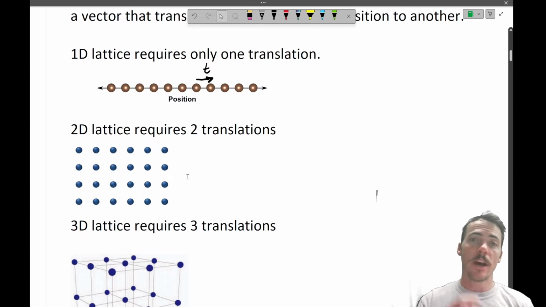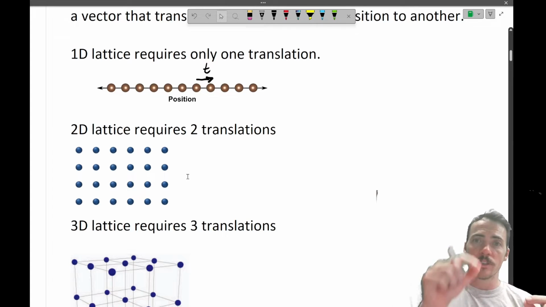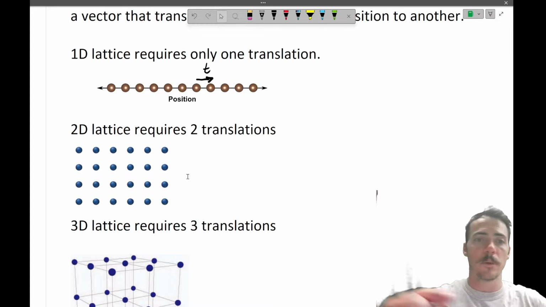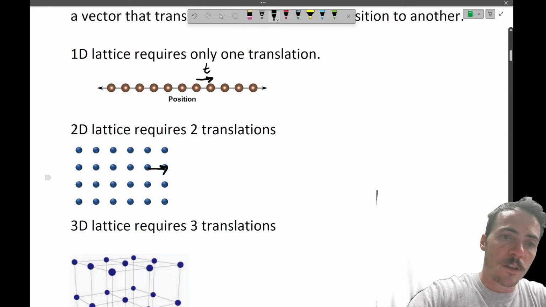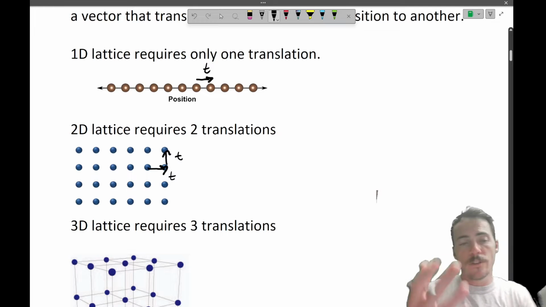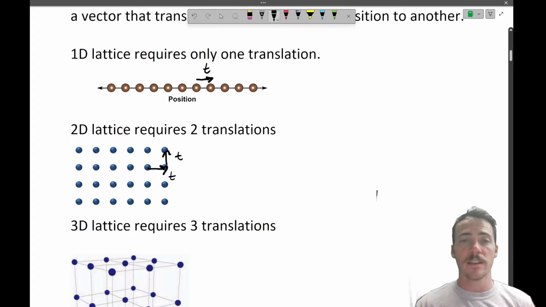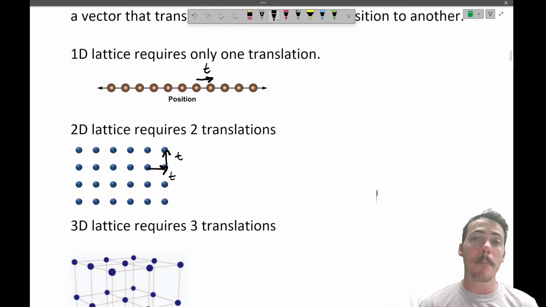This time, you have two vectors that represent the ways that you can translate it as it continues to fill all space, right? You've got one vector that can go like that, and maybe one that can go like that. So you have these vectors. Now, here in this exact example, it's a square lattice. So those vectors are the same magnitude, just different directions. One goes in one direction, one goes in an orthogonal direction. But they don't have to be the same magnitude.